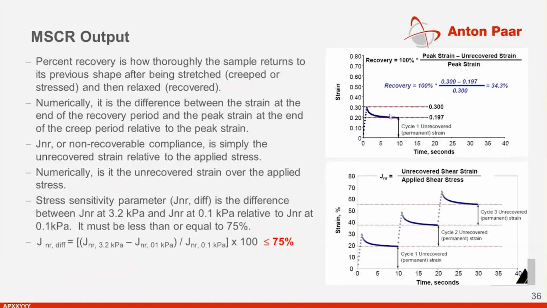Also, we are getting a value for the non-recoverable compliance, Jnr, which is the unrecovered strain, which we can see here. And the stress sensitivity parameter, Jnr difference, which is the difference between Jnr at 3.2 kilopascal and 0.1 kilopascal. And this value must be equal to or smaller than 75%.